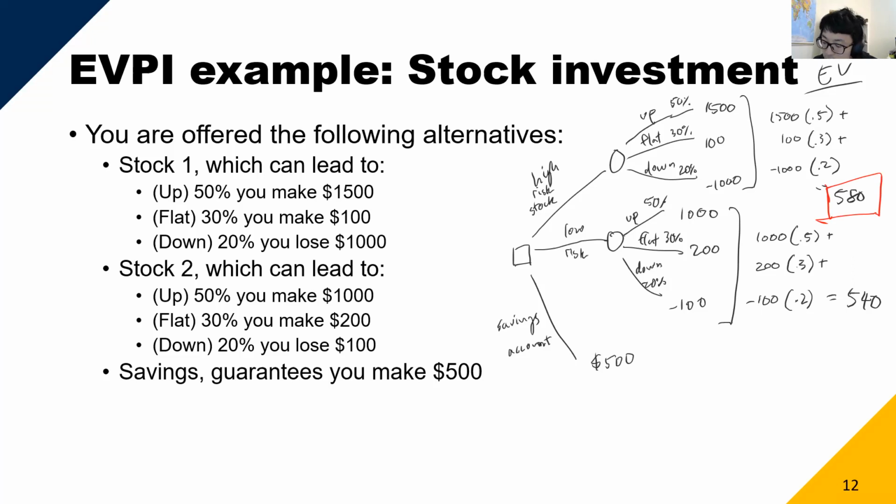Okay, so let's say that you could pay an advisor, some stock guru, who is able to tell you with absolute certainty which outcome you would receive if you bought stock one or if you bought stock two. And the question would be, how much would you be willing to pay that advisor for that information?